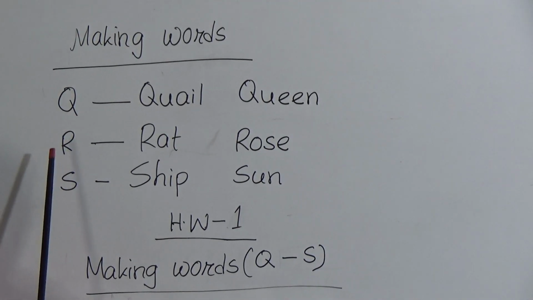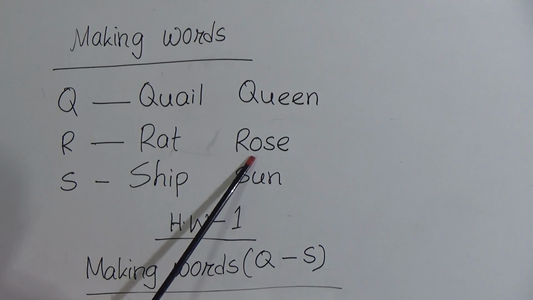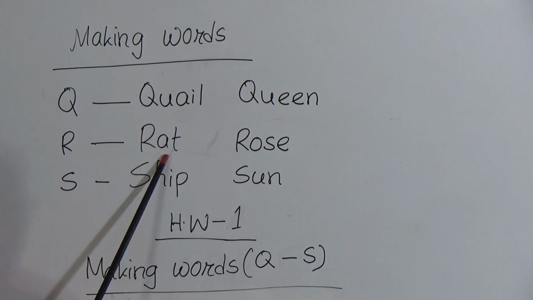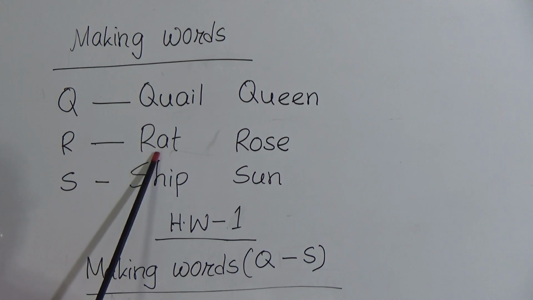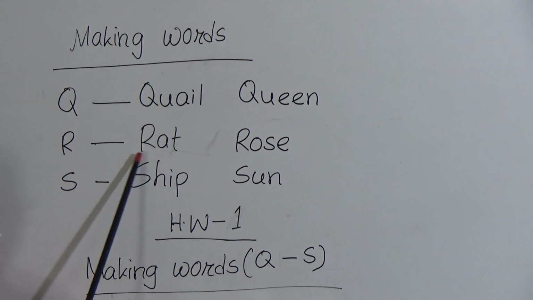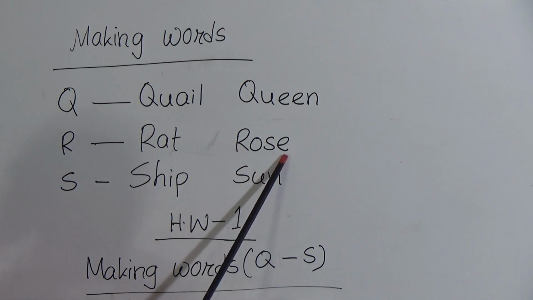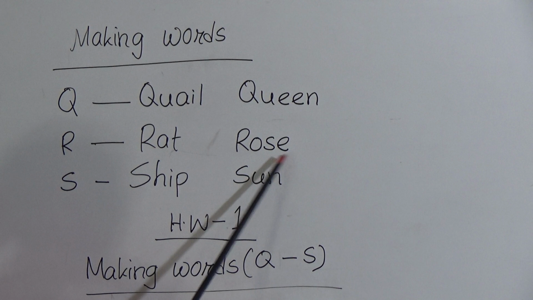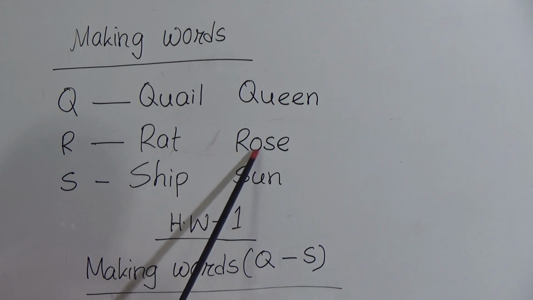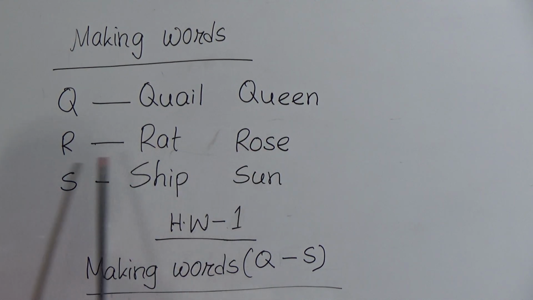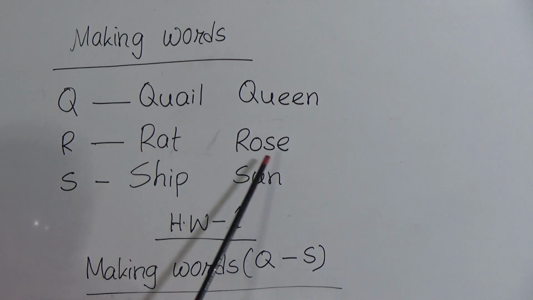Now R. R for rat and R for rose. R-A-T, rat. R-O-S-E, rose. So R for rat and R for rose.